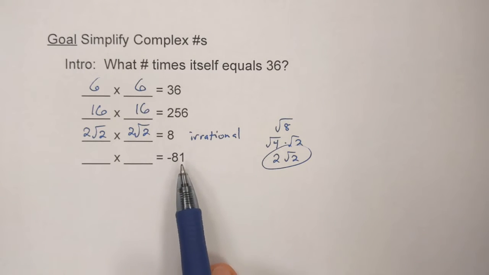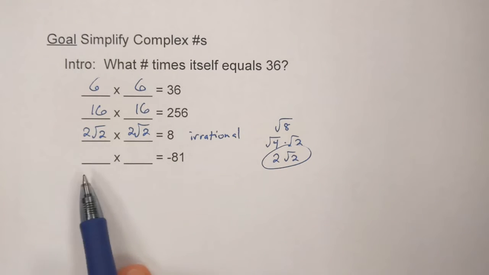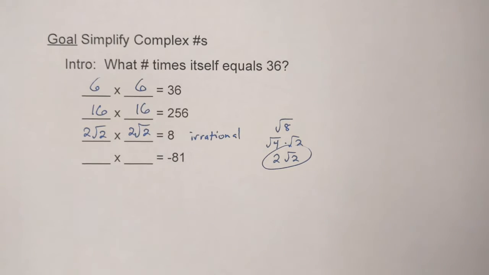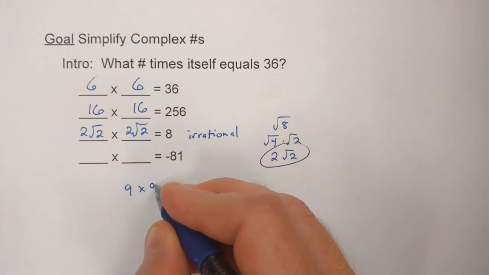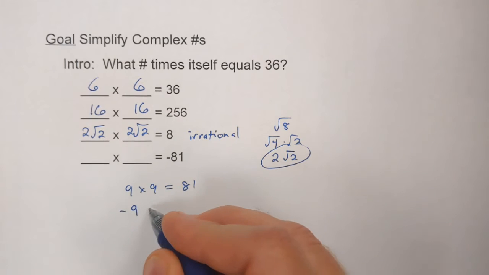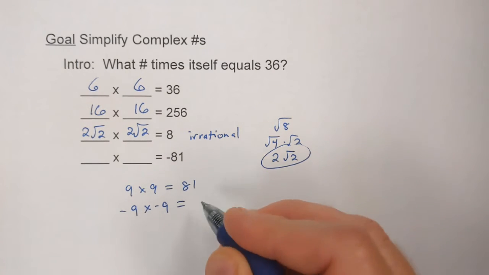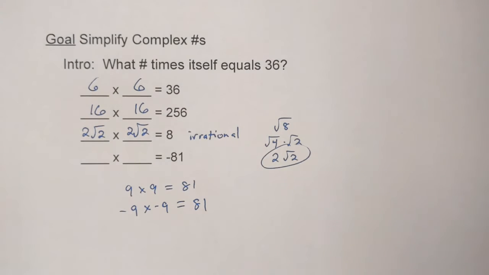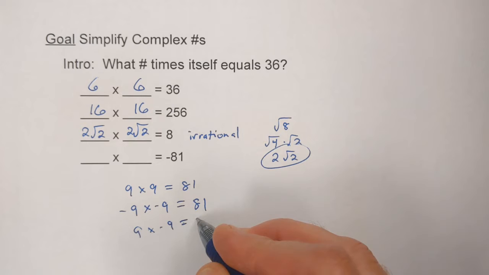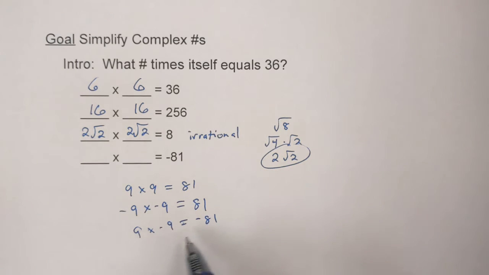But at any rate, we've already done all that. The main point of today's lesson is this last question right here. What number times itself equals negative 81? Well, there's a dilemma here because we know 9 times 9 equals positive 81. But we also know that negative 9 times negative 9 equals positive 81. A negative times a negative is a positive. And so there's seemingly no way. You could try to do 9 times negative 9 equals negative 81, but then the two numbers aren't the same. They're not identical.